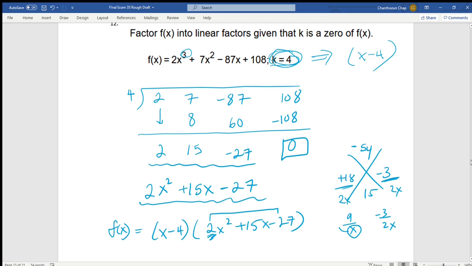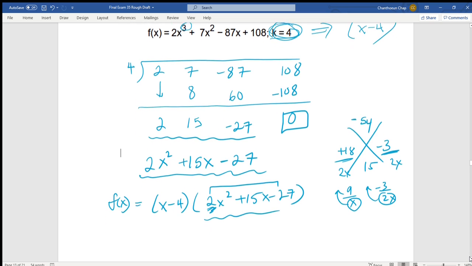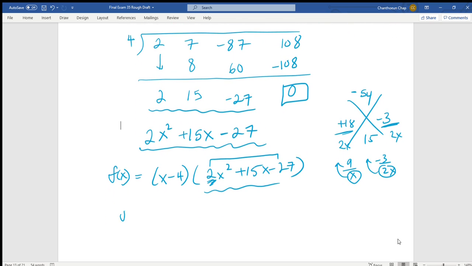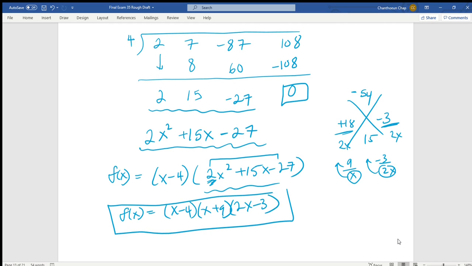You can bring the bottom to the top. And this factors this part of it. Or you could use split the middle. Whatever technique you want for this problem. We have f of x is equal to x minus 4 times x plus 9 times 2x minus 3. And there is our solution. It is factored as x minus 4 times x plus 9 times 2x minus 3.